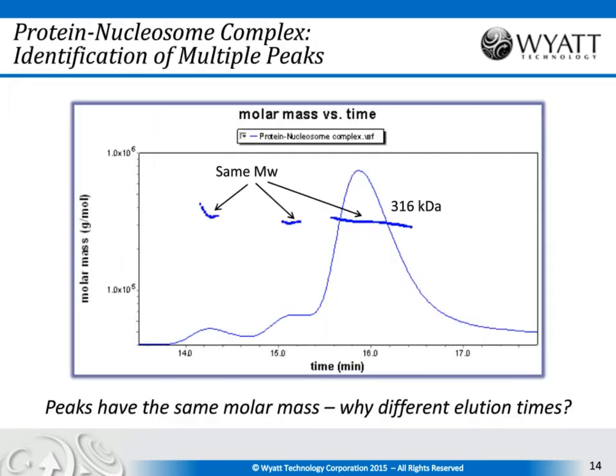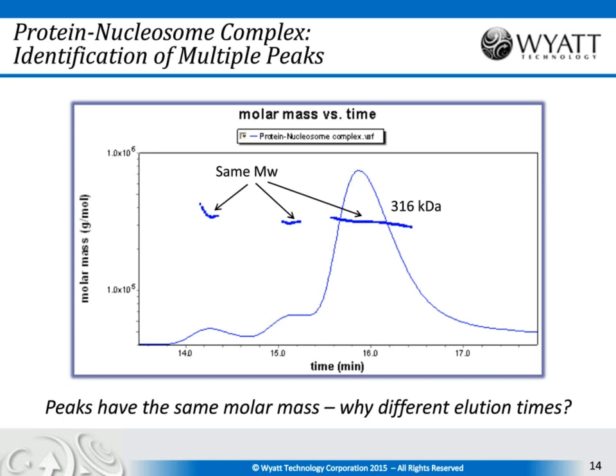So in this example, if we were looking at a protein-nucleosome complex and looking just at the chromatographic trace, we see 3 peaks, and we might nominally expect that we have a monomer and some aggregates. The light scattering tells us, though, that the molecular weights of all 3 peaks is the same. And so what's going on here? Why are we getting different elution times from these 3 different species, which all have the same molecular weights?